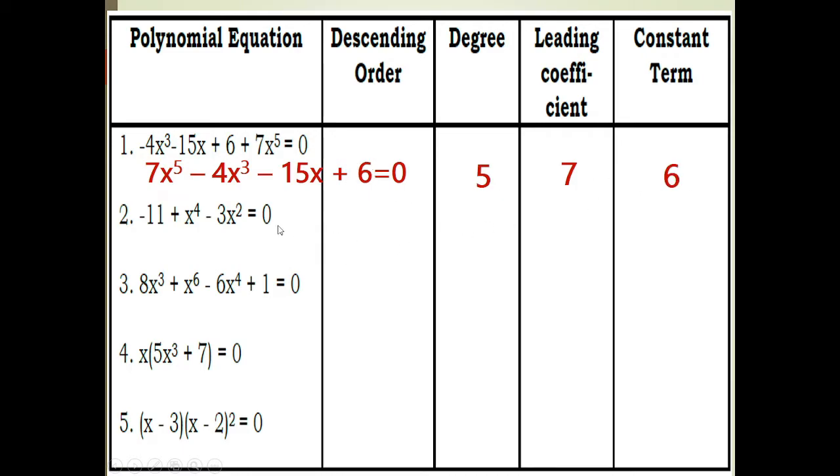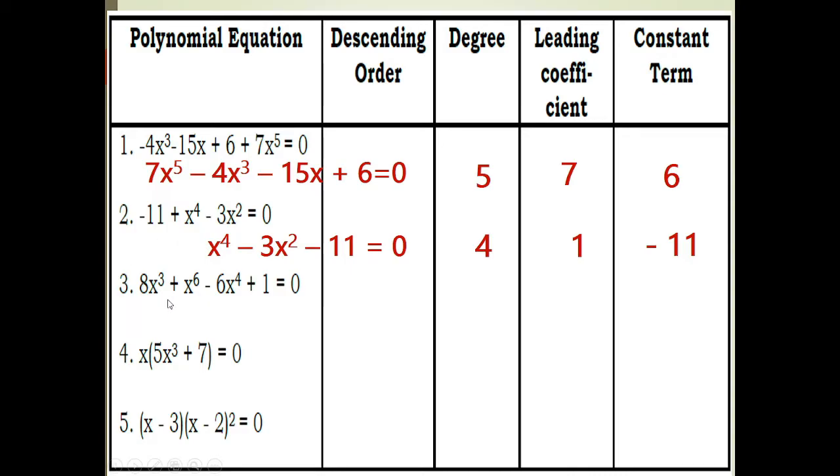Yan. O, next, number 2. Hindi na naman ayos. Kaya, ayusin na natin. So, ano magiging first term? So, ito. X to the 4th power minus 3x squared minus 11 equals 0. Kaya, ang degree niya ay 4. Ang leading niya ay walang number, understood na 1. At ang constant niya ay negative 11.